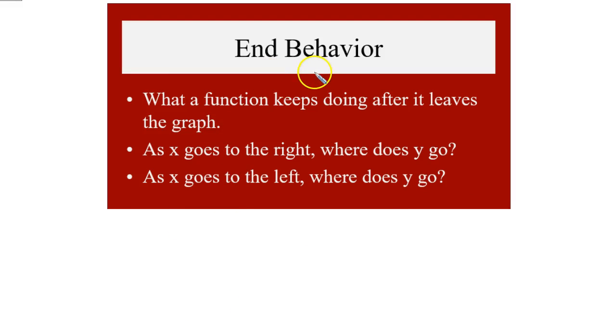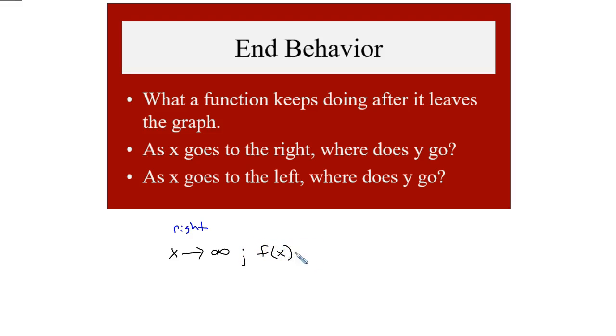They have to get used to thinking about end behavior in the way that I'm asking you to write it. Essentially, we want to know what a function keeps doing after it leaves the graph, as it continues on forever in some direction, okay? With these types of functions, we're going to say as x approaches infinity, and this is a description of x going to the right. As x approaches infinity, we want to know what is happening to y.